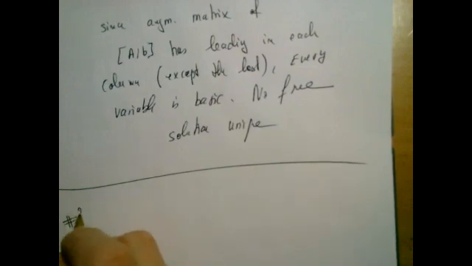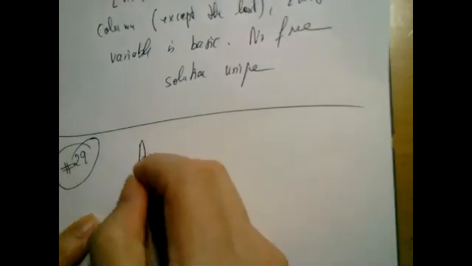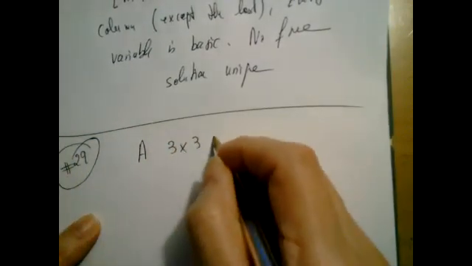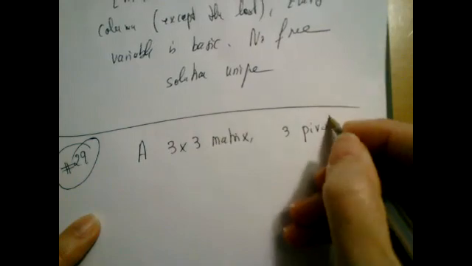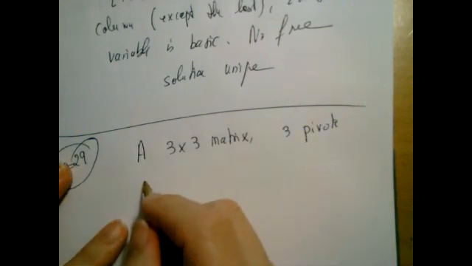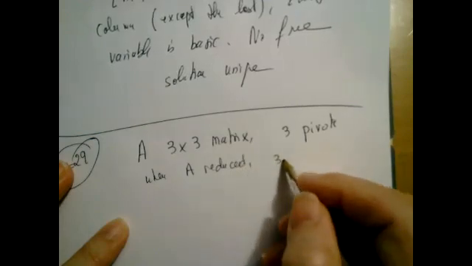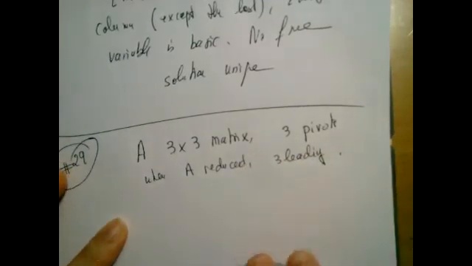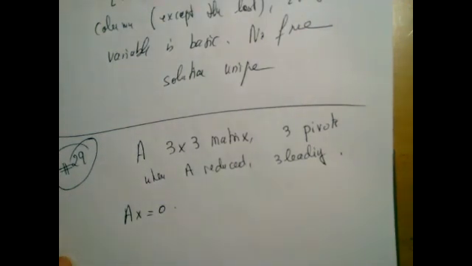So suppose I assign number 29, for example. I read it, and I want you to tell me what you think about it. We have a 3 by 3 matrix, and A has 3 pivots, meaning that when you reduce it, you have 3 leading entries. It means that when A is reduced, we have 3 leading entries. The question is, Ax equal to 0: is the solution unique?